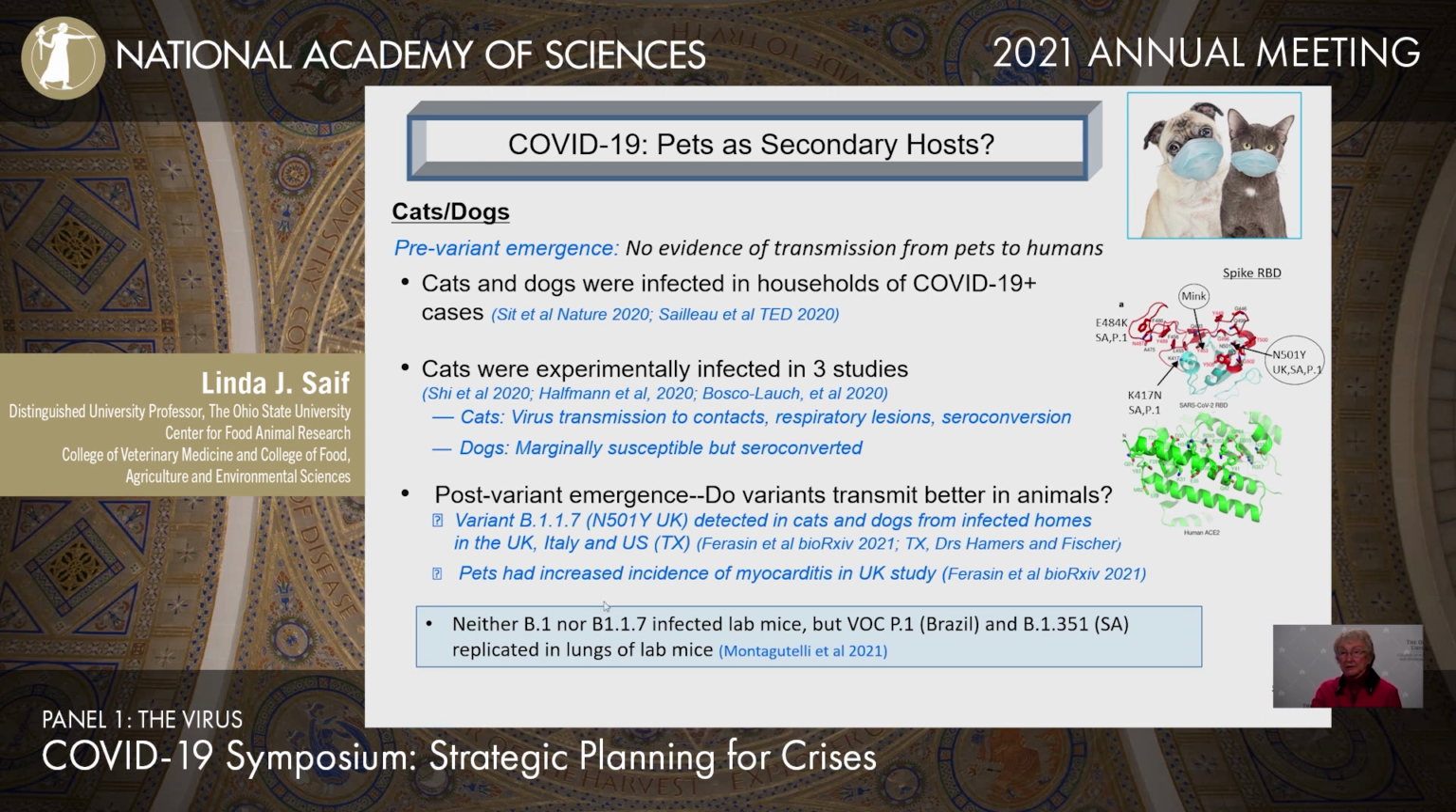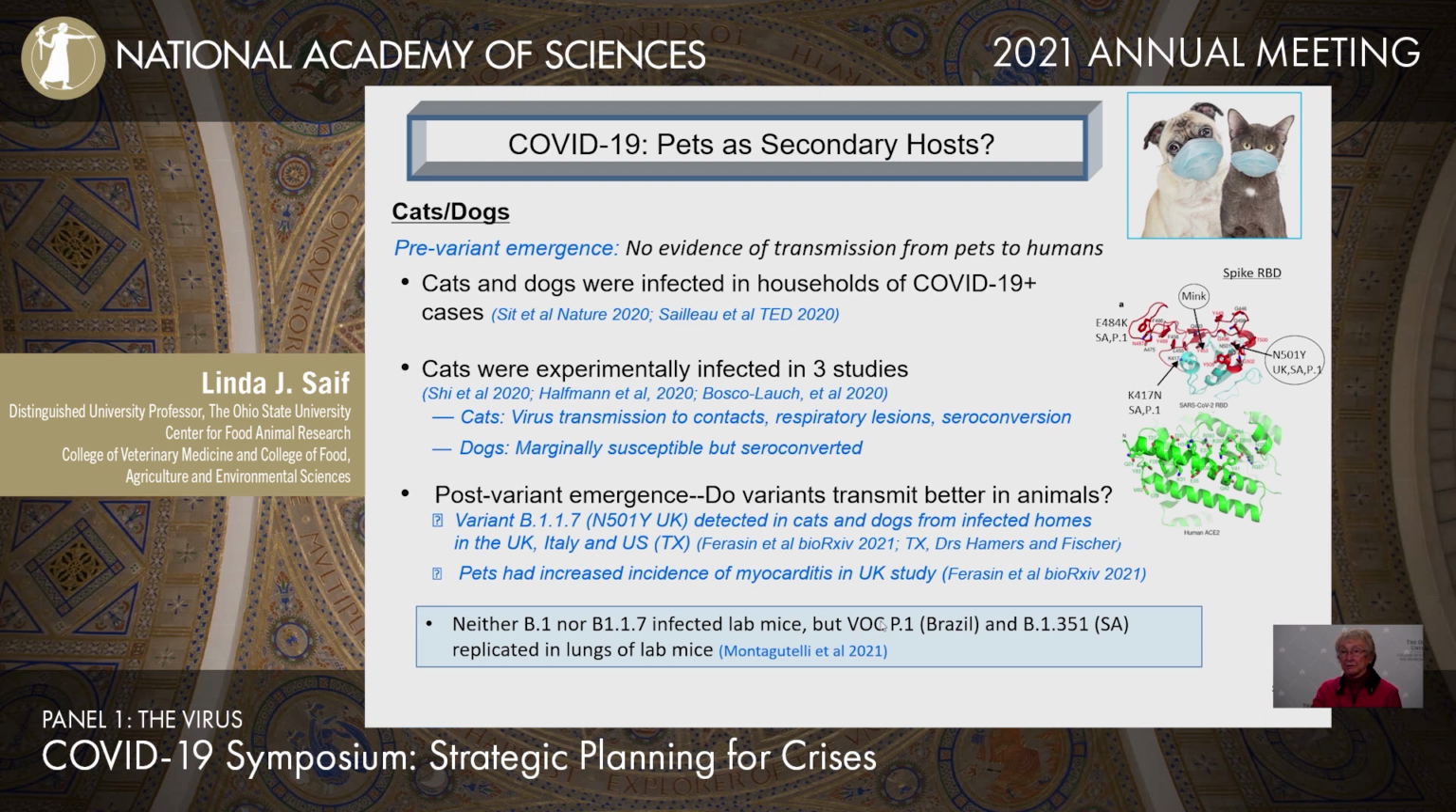And interestingly, these are all preprint articles, but pets had increased incidence of myocarditis in the UK study. So another interesting scenario seems to be occurring in terms of infection of laboratory mice.